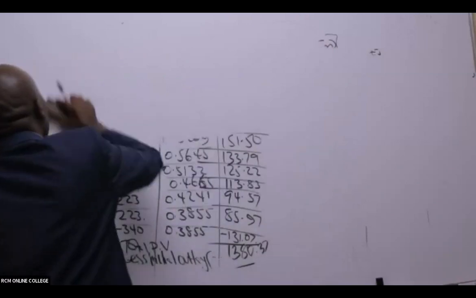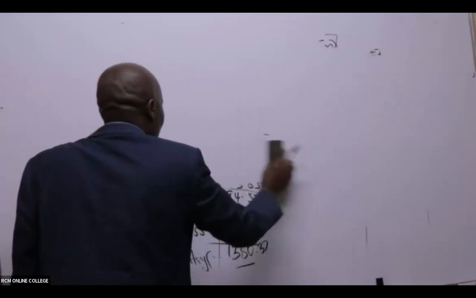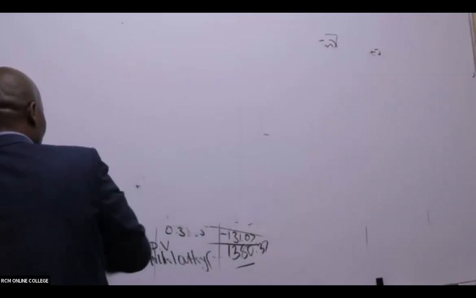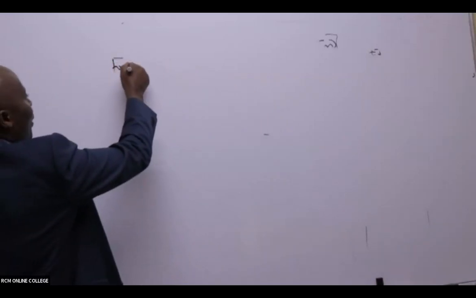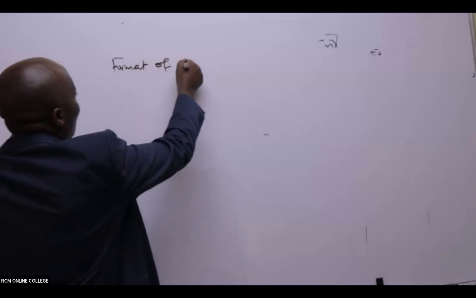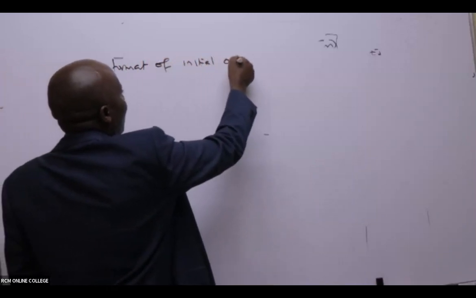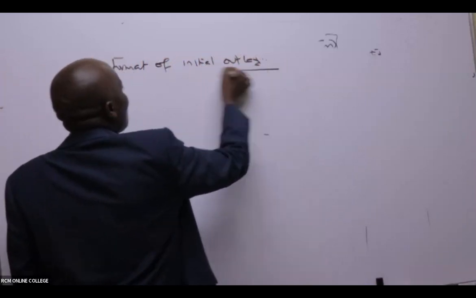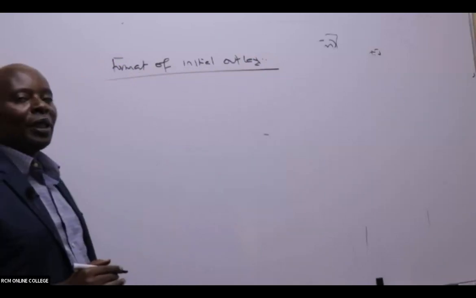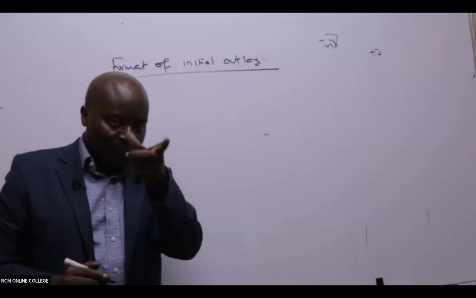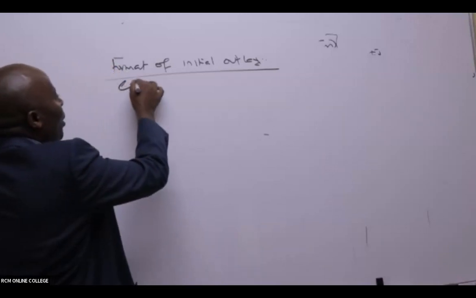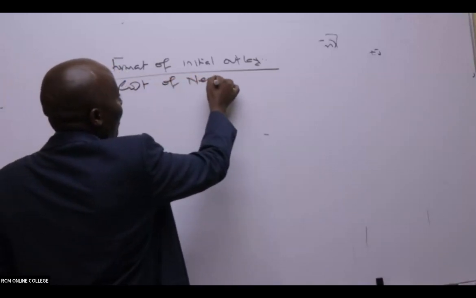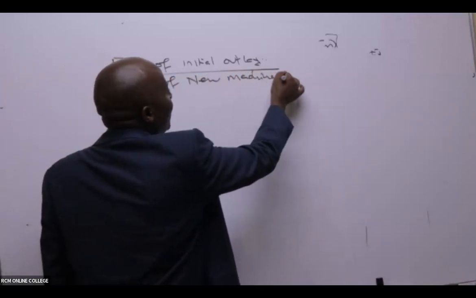This initial outlay has three components, and I'll give you the format. Whenever we have two machines, this is the format of initial outlay for a decision to replace. So there will be the cost of the new machine. I'll always take the cost of the new machine, and don't forget the installation.